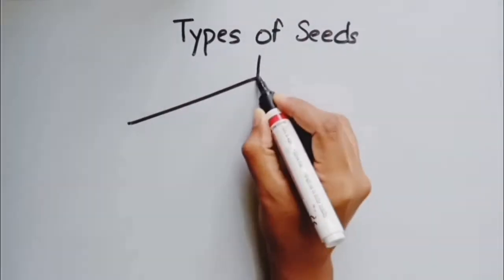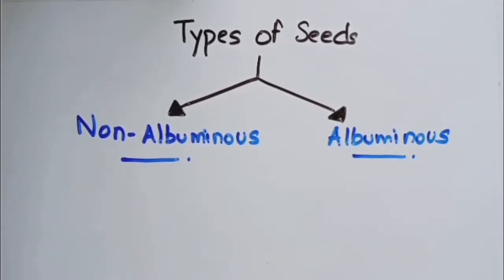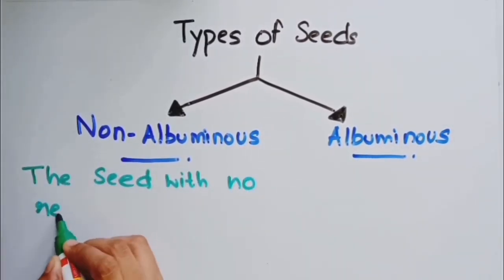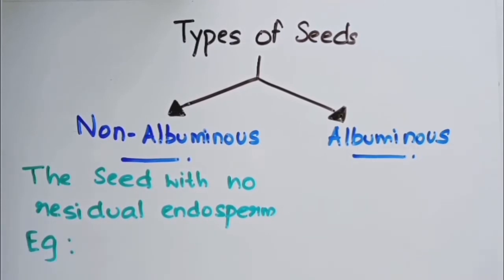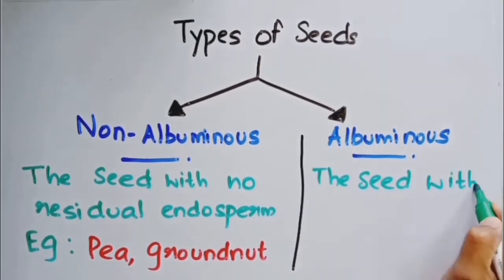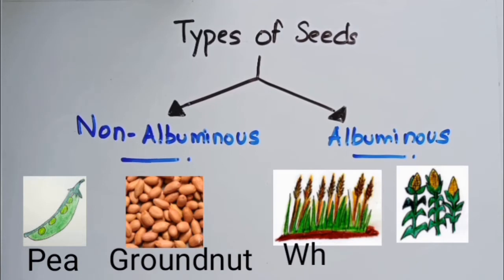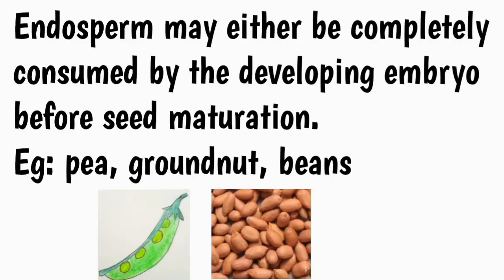There are two types of seeds based on the endosperm presence. One is the non-albuminous and the other is the albuminous seeds. The seed with no residual endosperm is called non-albuminous seed. Example, pea and groundnut. Albuminous seeds are the seeds with residual endosperm. Example, wheat, maize. Pea, groundnut, beans, etc. are non-albuminous because the endosperm may be completely consumed by the developing embryo before the seed maturation.